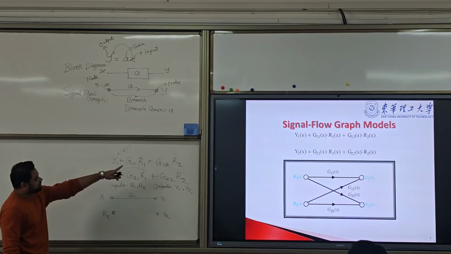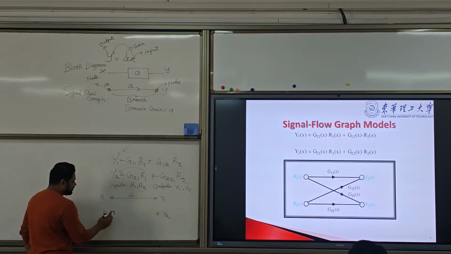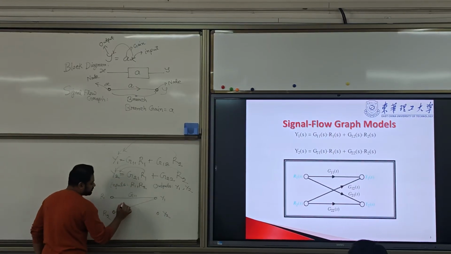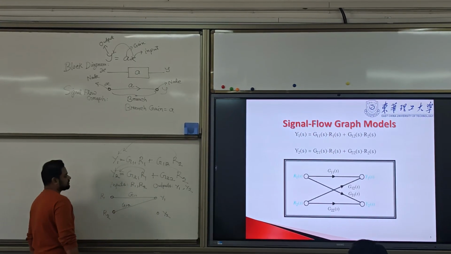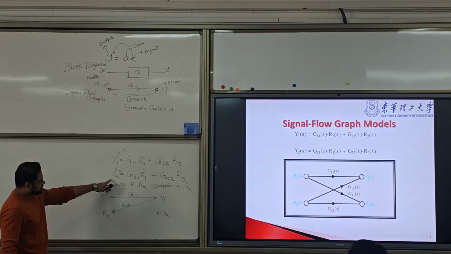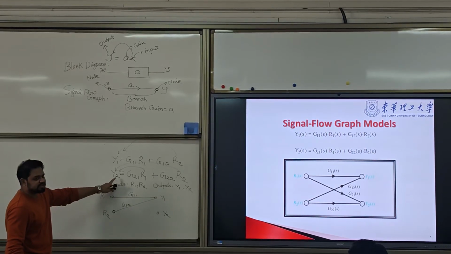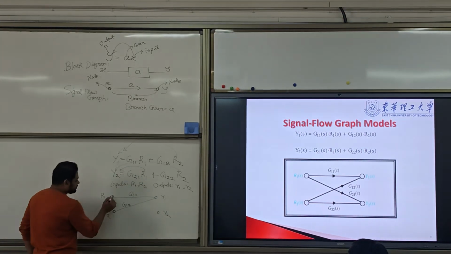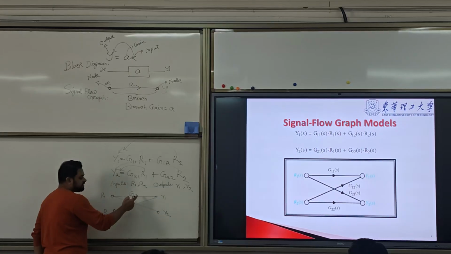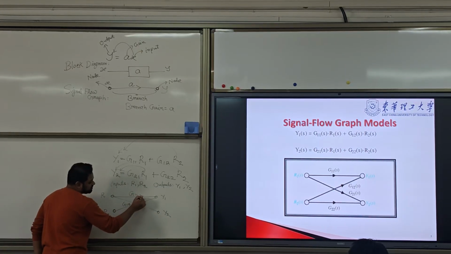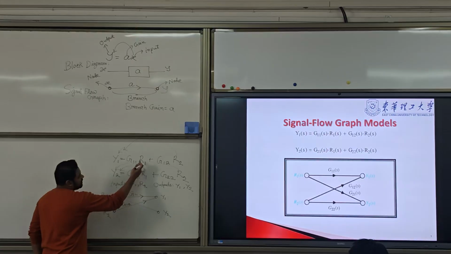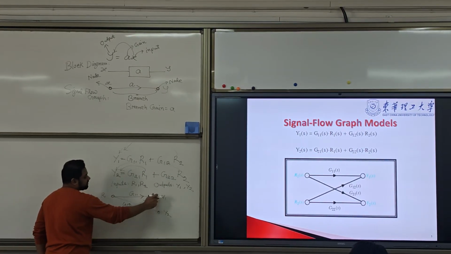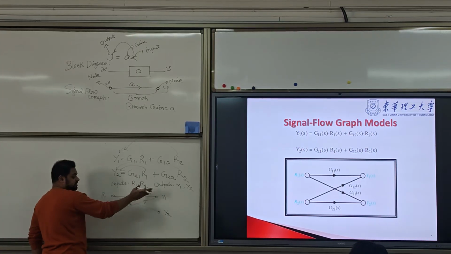Second one, R2 is flowing to Y1. What's the gain of that branch? G12. Similarly, Y2 is the output for the second equation, where R1 is flowing to Y2. We must provide the direction. R1 is going to Y1, R2 is flowing to Y1, so the direction is in that direction.